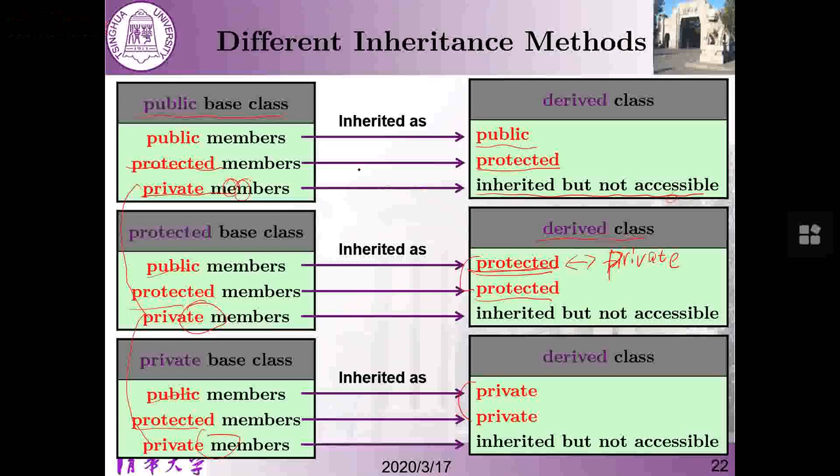Very good question. If we cannot access it, why should we inherit it? Remember that we still have some public members, right? These public members we have inherited. Some public members may be able to access these private members, so we can use these public members to access them. We still have some way.